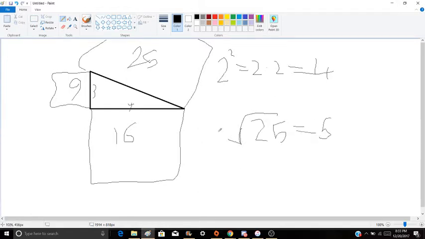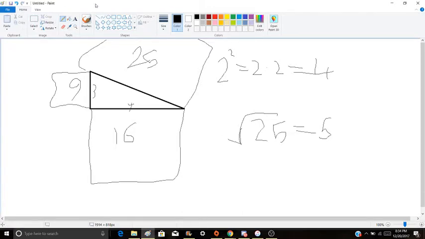Now, I'm going to give you a hint. A 3, 4, 5 right triangle is the only right triangle that will have 3 consecutive sides. So it's going to be 3, 4, 5. There's no 4, 5, 6 or 6, 7, 8. It's the only one, 3, 4, 5. That's the only consecutive one.